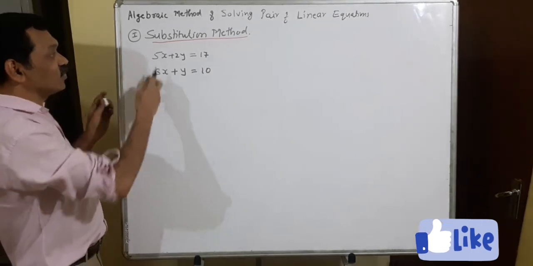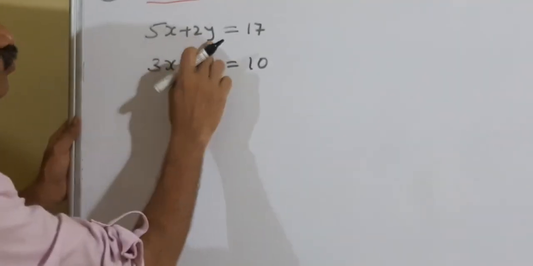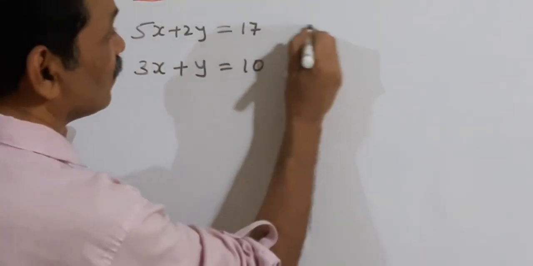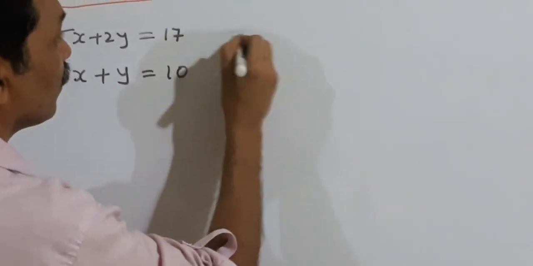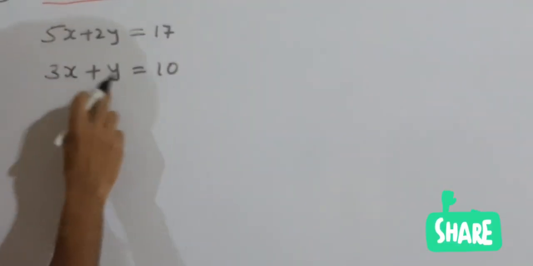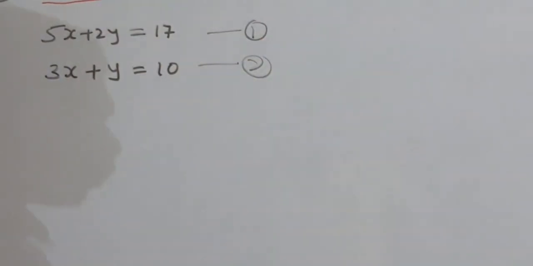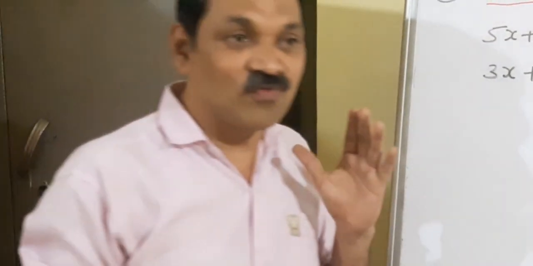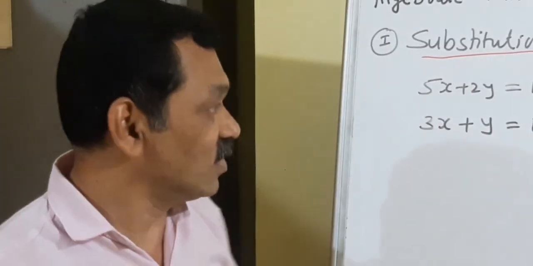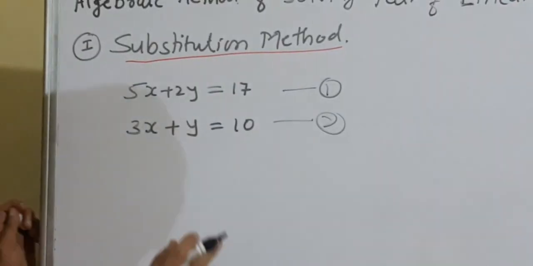So I have taken two equations here. 5x plus 2y is equal to 17, which I am numbering as number 1, and 3x plus y is equal to 10 as number 2. Substitution, from the name itself we can make out we are substituting the value of one variable into the other. So substitution, we have to substitute.